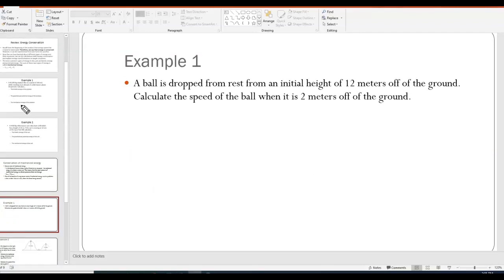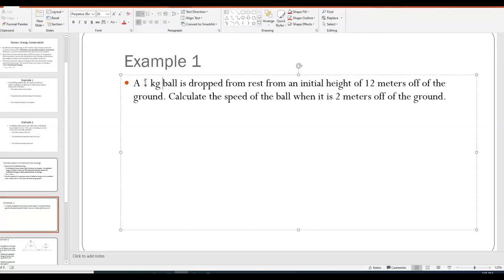It says a ball is dropped from rest from an initial height of 12 meters off the ground. It looks like I forgot to give you the mass, so let's say a 1 kilogram ball is dropped from rest. Okay, so we have the mass of the ball, so I'm going to label that as M, and it says it's dropped from rest. We talked in past units about how if you're at rest, that means you're not moving, and that means your speed is 0. So that means V equals 0.